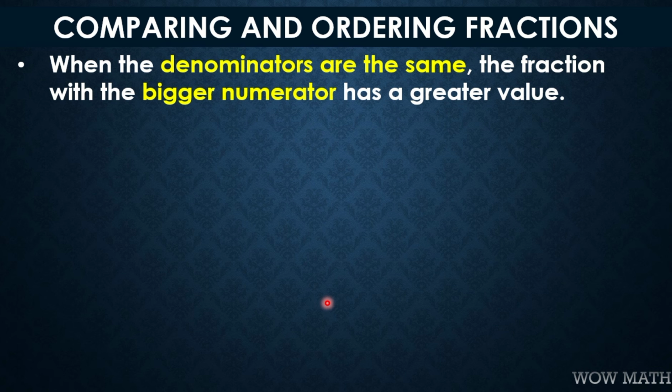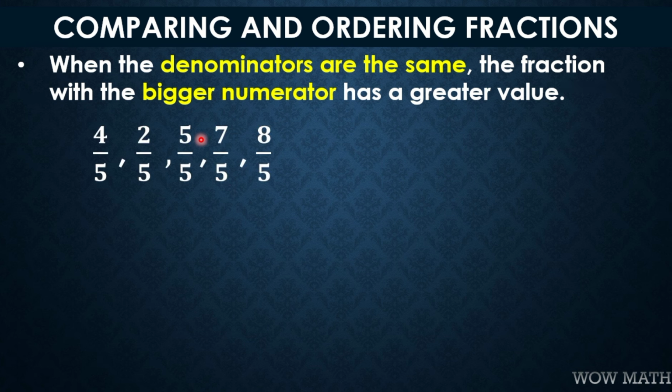Okay, so how are we going to compare naman? Compare and arrange fractions. Now remember, there is a shortcut in arranging fractions if they have the same denominators, unlike yung previous slide natin that they have different numerators and denominators. So if you were given fractions with the same denominators, kung pareho ang denominators nila, kagaya nito, pare-pareho silang 5. Remember that the bigger the numerator, the bigger the value.